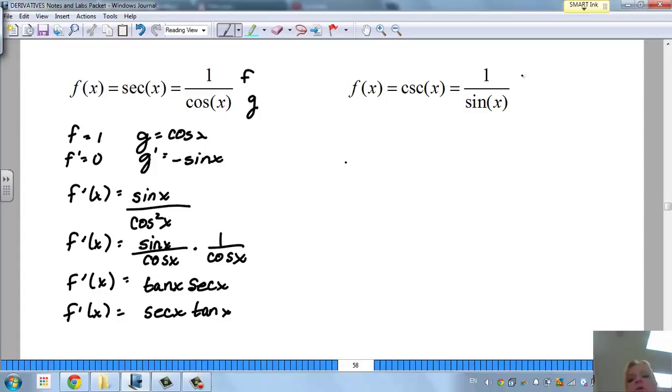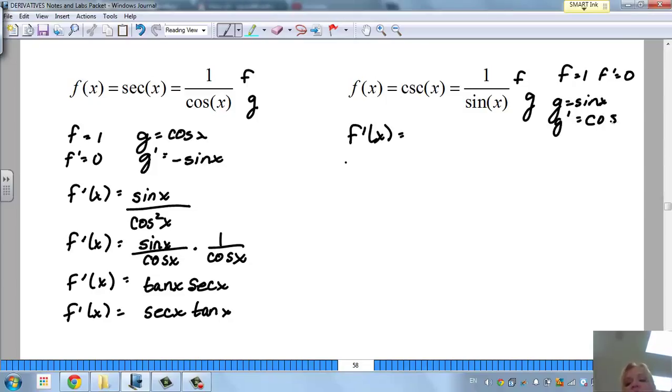All right, now we're going to do cosecant. Here are our f and g. We're going to do the same thing. So f prime of x is going to be f prime g. Our f is going to be 1, and our f prime is going to be 0, just like the last one we did. Our g is the sine of x. g prime is going to be cosine of x. So f prime g, and when I do that, again the first term is gone, minus f g prime, so that makes it a negative cosine x all over g squared.